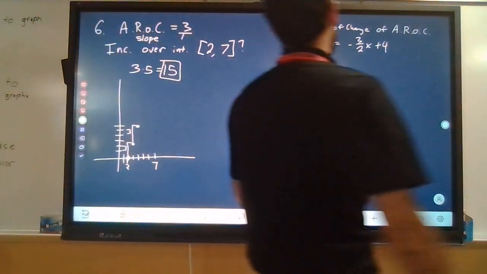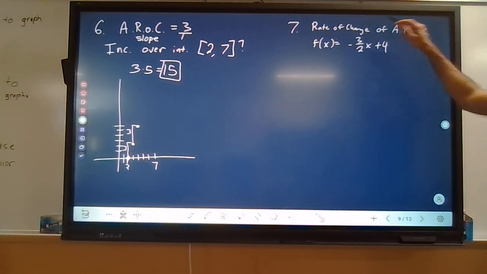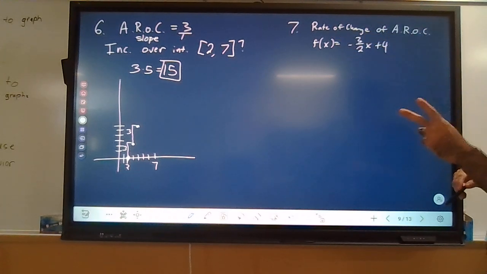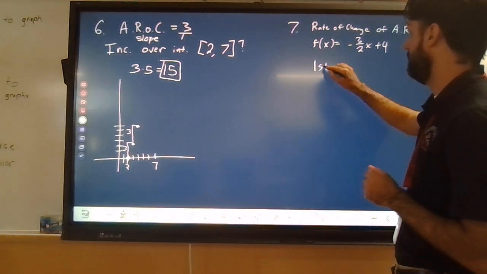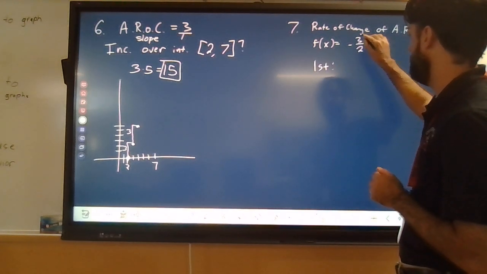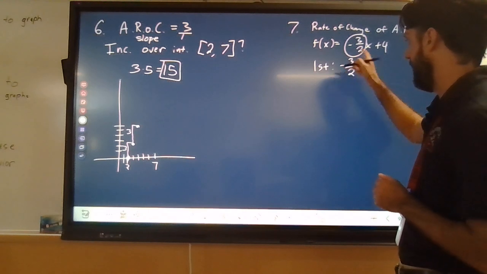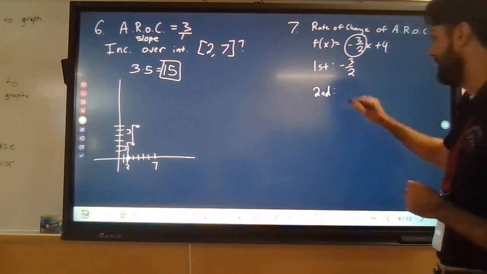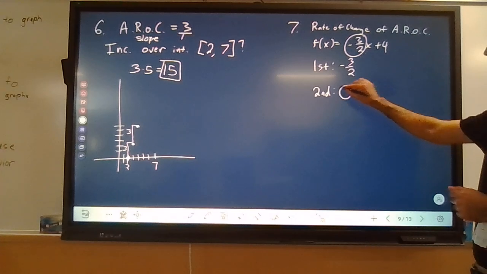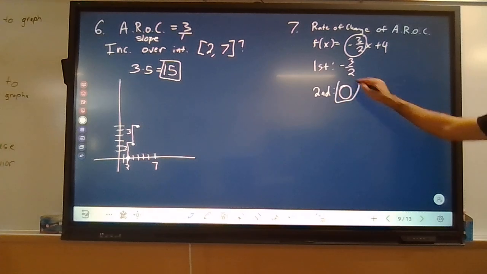All right, number 7 is asking for the rate of change of the average rate of change. So that's our second rate of change. And remember, for a linear function, the first rate of change is that number right there, -3/2. That's the average rate of change, or the slope. But the second rate of change is always 0. That's the rate that the average rate of change is changing. All right, so that's our answer on this one, just 0.